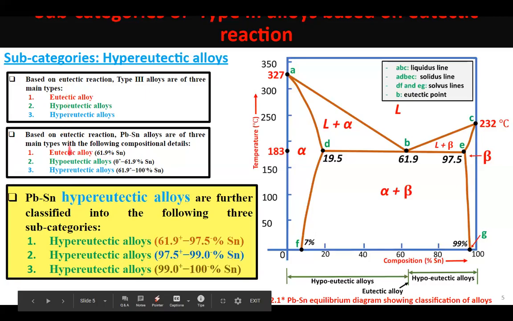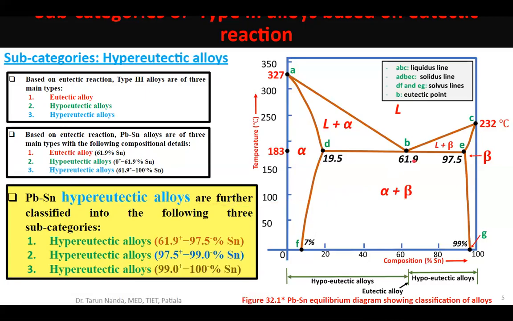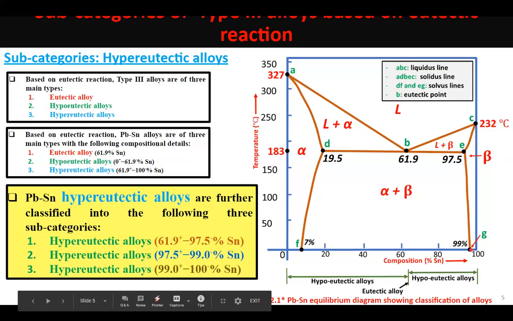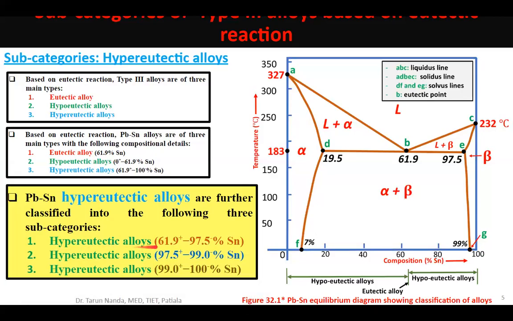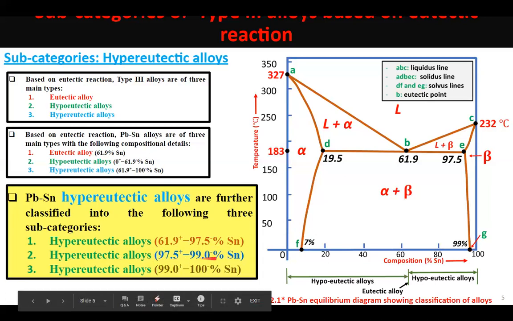Similarly, students, if we go to the hypereutectic alloys, all these alloys from 61.9 to 100% tin are hypereutectic alloys. But we'll have further 3 subclasses. One category of hypereutectic alloys will have tin in them from 61.9 to 97.5. Then we have the second class of hypereutectic where tin would be in the range 97.5 to 99. And then we'll have the third class where we'll have tin in the range 99 to 100. These 3 categories have been mentioned by me over here, right?